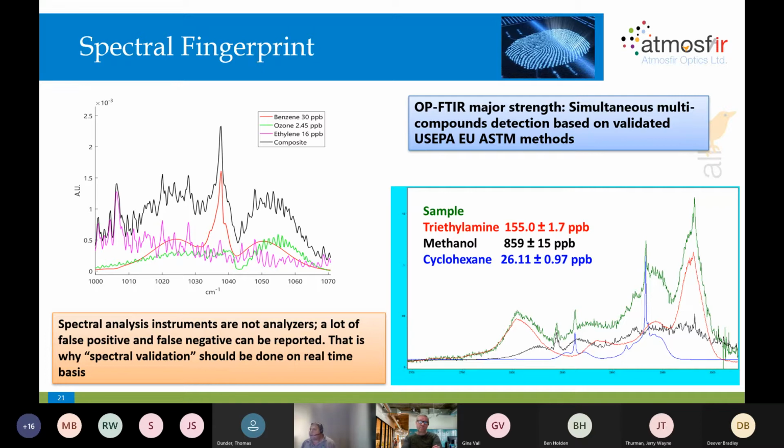The strength of the FTIR is simultaneous monitoring of multiple compounds, but this can also lead to a lot of false positives and false negatives if you don't know how to write the accurate spectral method, and if you don't know how to do good quality assurance, as you're going to see in the next few slides.